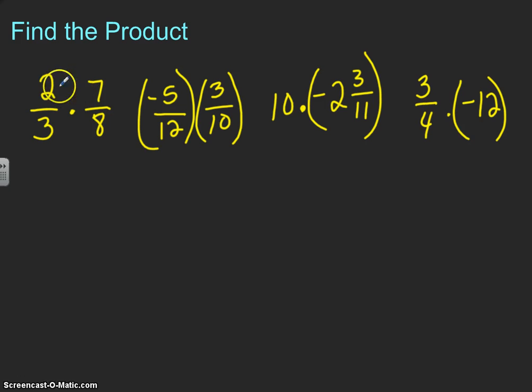I'm looking here, and I see that the 2 and 8 have a GCF of 2. I'm going to divide by 2. That's a 1. That's a 4. Multiply together, I get 7 over 12. And done.